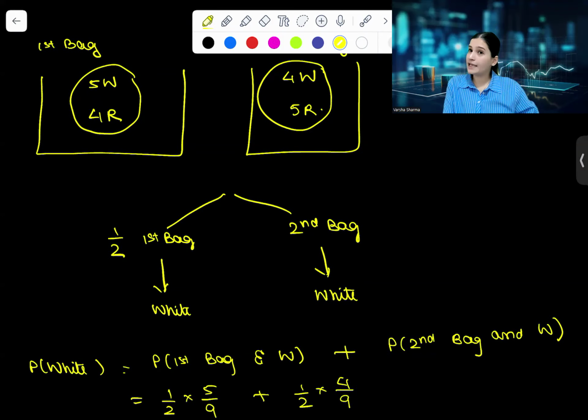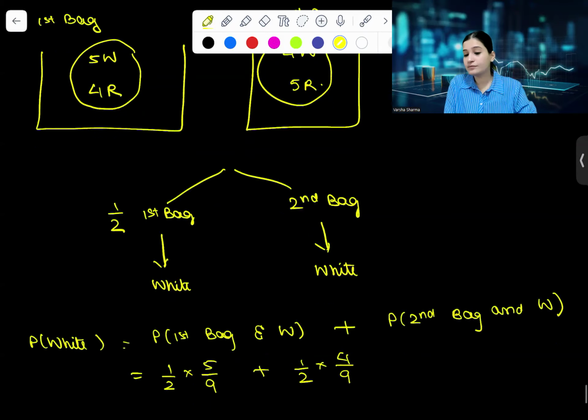Again, a bag is chosen at random. From the selected bag, a ball is drawn which is found to be white in color. What is the probability that the first bag was chosen? First event unknown, second event is white, and I asked you to go back and find the probability of the first event. Which case? Bayes theorem. Yes, Bayes theorem.